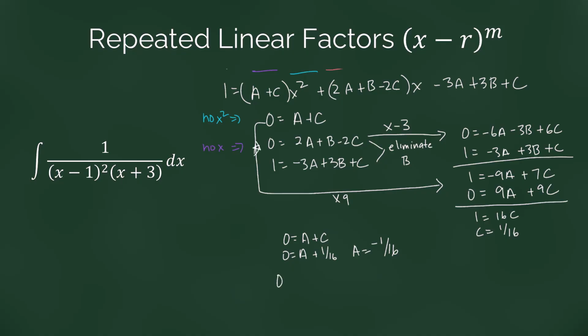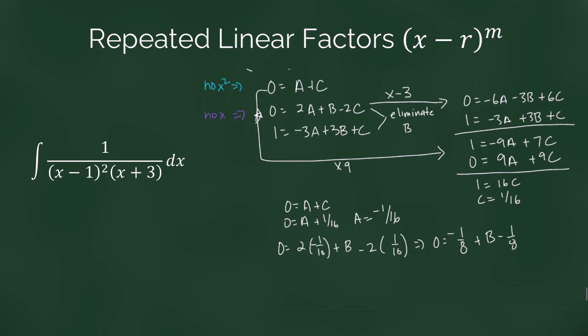I'm going to use this one right here. Say 0 equals 2 times 1/16 plus b minus 2 times 1/16. That gives me that 0 equals 1/8. A was negative 1/16. This should be negative, so that's negative 1/8 plus b minus 1/8. So b is equal to 1/8 plus 1/8, which is 1/4.